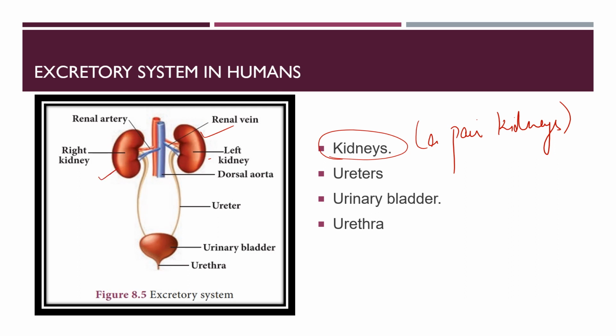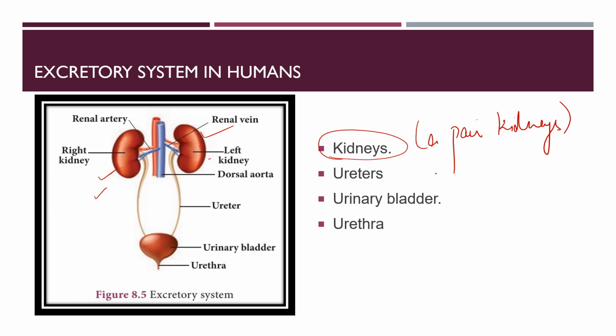What are these two? They are reddish brown in color, as you can see here, and bean shaped. They are situated towards the back side of the abdomen, on either side of the backbone. The right kidney is always slightly lower than the left one.